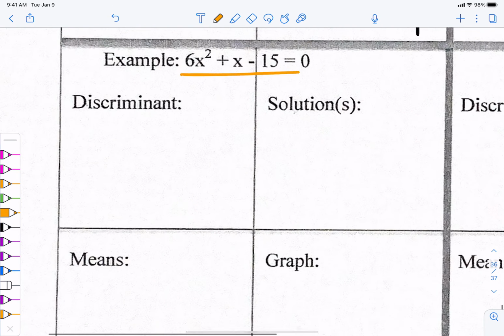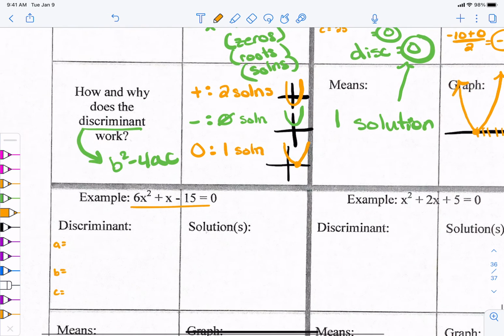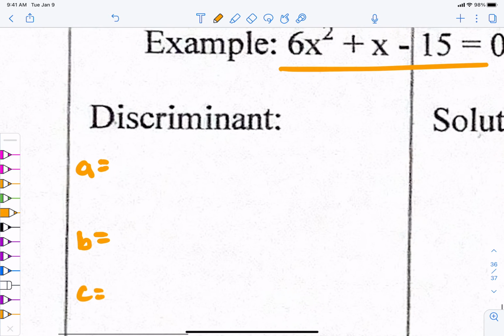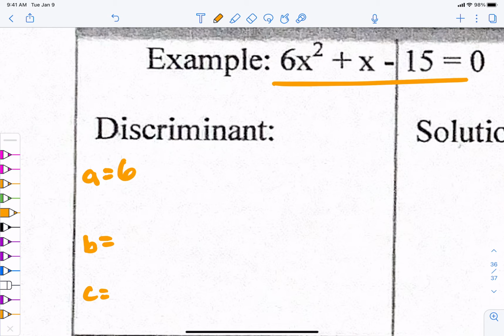Let's do ABC here. A equals? If we do the means, it means one solution. Like what does that mean? Not mean as in average, but mean as in what does it mean, right? Means one solution. Okay? Can you wait to write this down? Okay. What is A? 6. What's B? 1. C is negative 15.